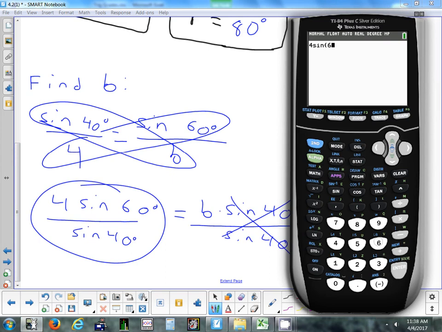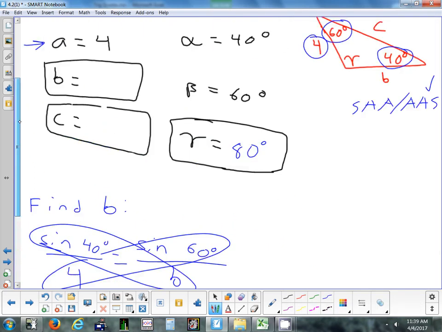Okay, 4 sine 60. And what do I have to do on my calculator? Because it did something. I didn't press the button. It just did this automatically. Yeah, it put a parenthesis in, so I have to close it. If you want to type anything after the 60, you need to close it. And I do want to type something after the 60. I want to divide by sine 40. You can try not closing it. Watch what happens. You won't get 5.389. You get something different. All right, so B is 5.389.